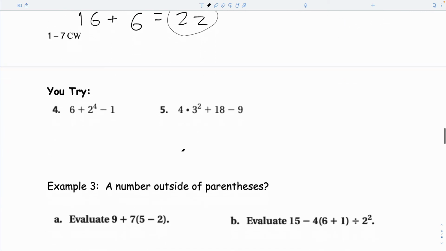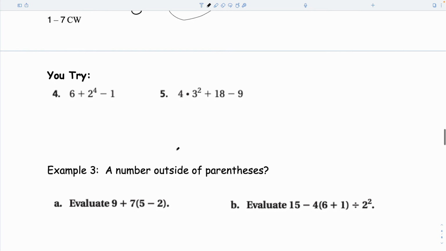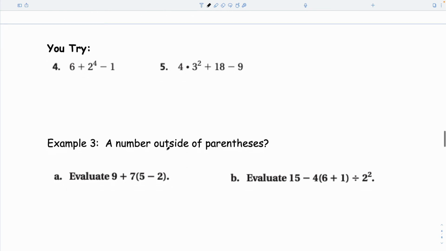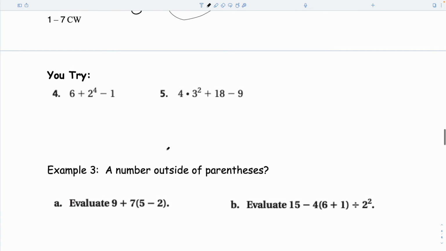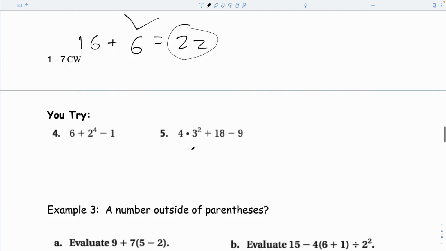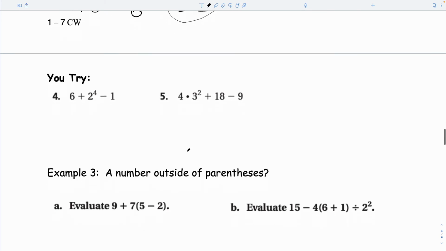I'm okay with partners for you. Try 4 and 5. Check your answers. We're going to skip example 3 for now. Try 4 and 5. Check with your partner. And then you're flipping to bronze, silver, and gold for 10 minutes. The answers aren't in the back, so you need to be talking to your partner to double check their answer.